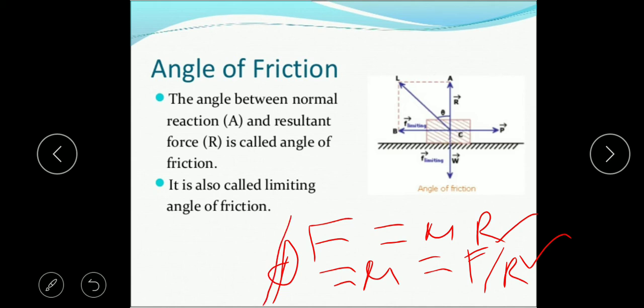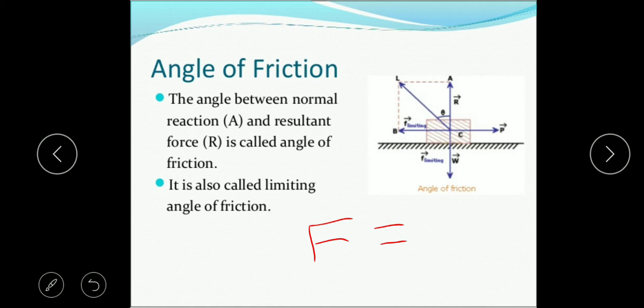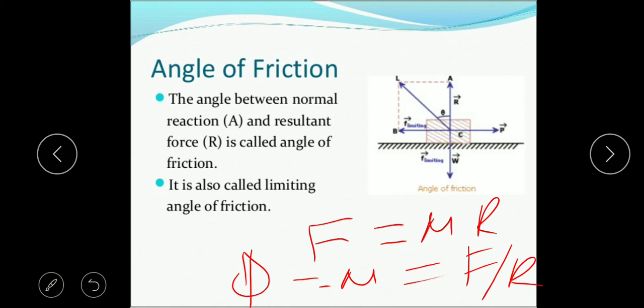So if phi is equal to the coefficient of friction, then directly we can consider that phi is equal to F by R. According to this formula, phi is equal to mu is equal to F by R. So we can say the coefficient of friction is nothing but the ratio of the frictional force and the normal reaction.